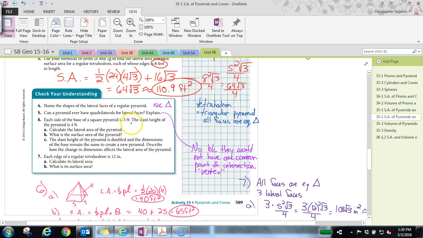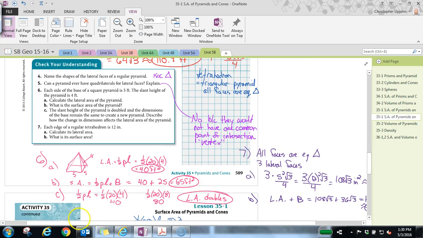Each side of the base of a square pyramid is 5 feet. The slant height of the pyramid is 4 feet. So here is our pyramid, square base with 5. Our slant height, so the height of this triangular face is 4. Calculate the lateral area. Well, it's 1/2 the perimeter of the base times the slant height. So 5 plus 5 plus 5 plus 5 is our perimeter, 20, times our slant height, 4, times 1/2, so we have 40 feet squared. Our surface area, well, we have to add on our base area. Area of the base is a square, so 5 times 5 is 25, so 65 feet squared.